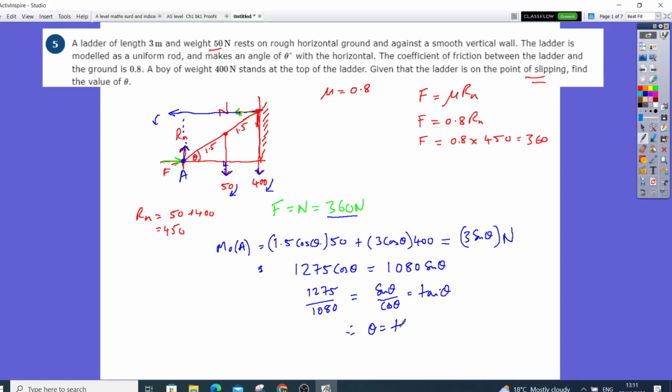Therefore theta will equal tan inverse of this. I'm going to now just do that on my calculator. So tan inverse of 1275 over 1080, and that's going to give me, it doesn't say but always give it to 3 significant figures, 49.7.